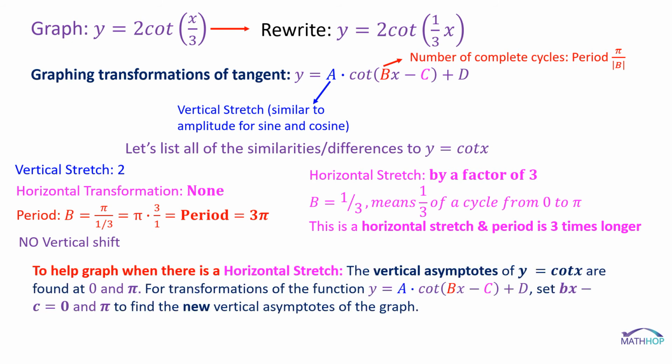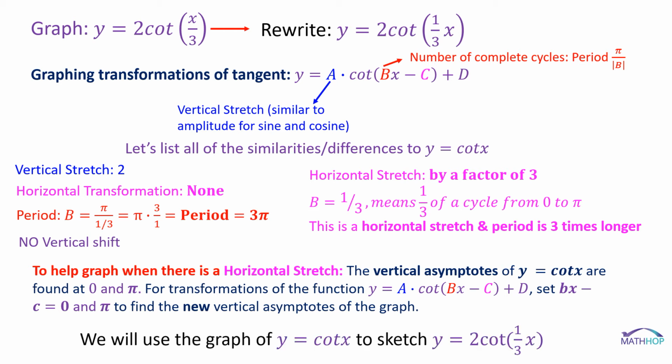So to help graph when there's a horizontal stretch, we are going to take everything in the parentheses, like we did for tangent, and set it equal to the original asymptotes. We're going to set it equal to 0 and pi, the asymptotes of cotangent of x. So let's see what happens. Let's find those asymptotes. Let's get a new graph board because I am running out of room. Let's use that parent function, y equals cotangent of x, to graph 2 times cotangent of 1/3 x.